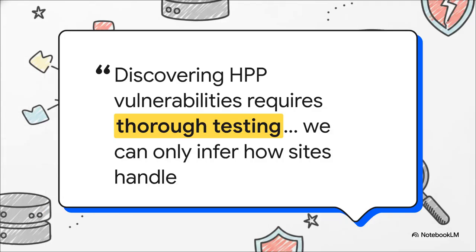This quote from Peter Yaworski perfectly captures the essence of this entire topic. He says, discovering HPP vulnerabilities requires thorough testing more so than for some other vulnerabilities. This means we can only infer how sites handle the parameters we pass to them. Because the server code is essentially a black box, totally hidden from view, your very best tools are curiosity, persistence, and, honestly, a whole lot of trial and error.